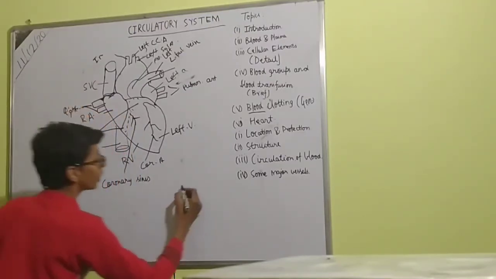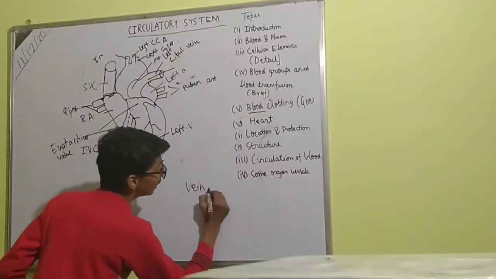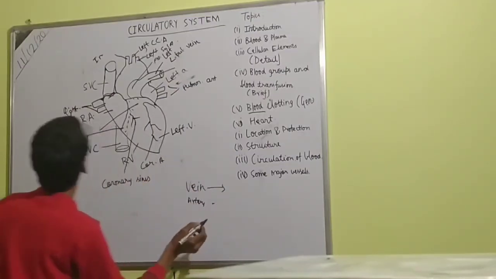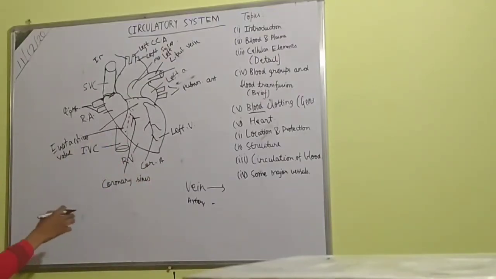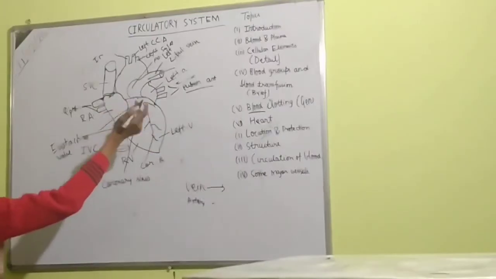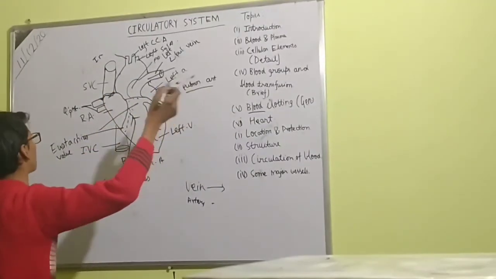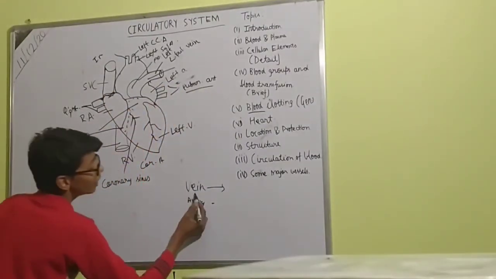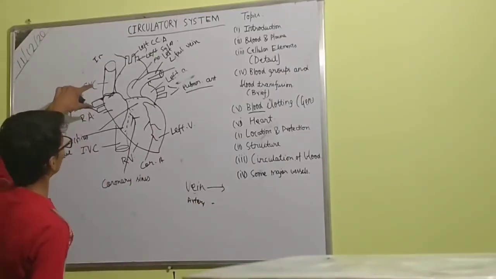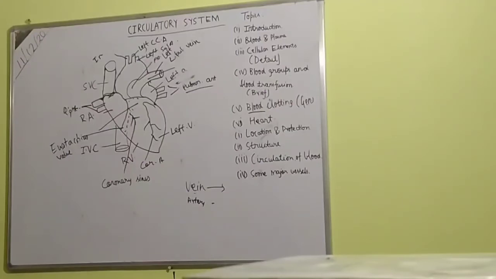Right pulmonary vein. So what is the function of vein? Vein carries deoxygenated blood and artery carries oxygenated blood, but in the case of pulmonary it is different. So pulmonary artery will carry deoxygenated blood from body parts towards the lungs, and pulmonary vein will carry oxygenated blood from lungs to heart and other parts of body.